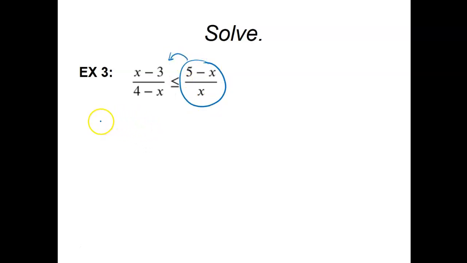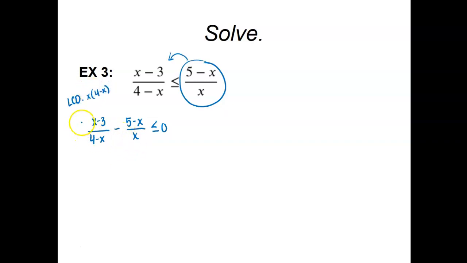To do that, I'm going to have (x minus 3)/(4 minus x) minus (5 minus x)/x, and this would be less than or equal to 0. And before we can set up something so that we can do our sign analysis for this, we are going to have to get common denominators. So our least common denominator for this would be x times (4 minus x).